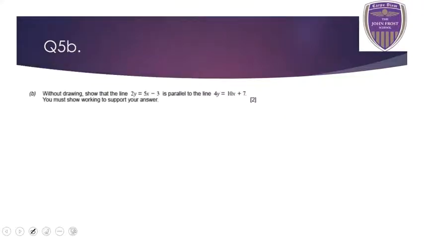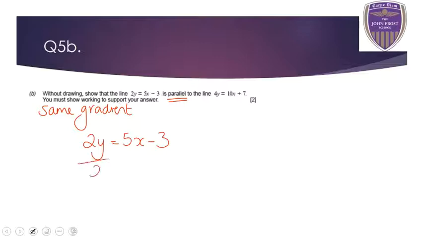Part B, without drawing, show that the line 2y equal to 5x minus 3 is parallel to the other line. Now, to test for parallel lines, they need the same gradient. That's the test. So, line 1, 2y is 5x minus 3. Because I want it in the form y equal to, I'm going to divide everything by 2. So I end up with y equal to 2.5x minus 1.5. You can leave it as minus 3 over 2 if you want.